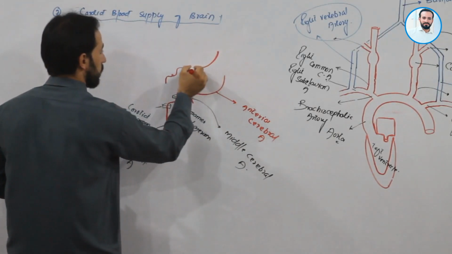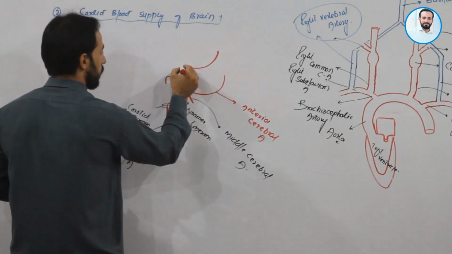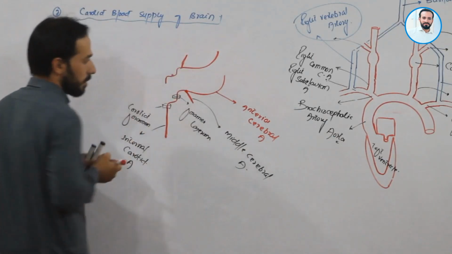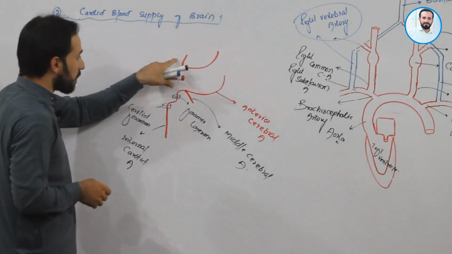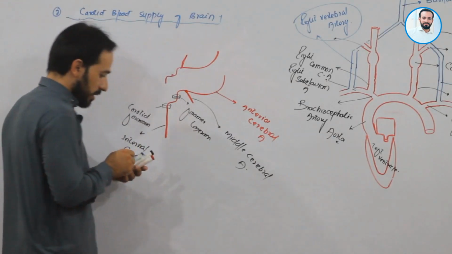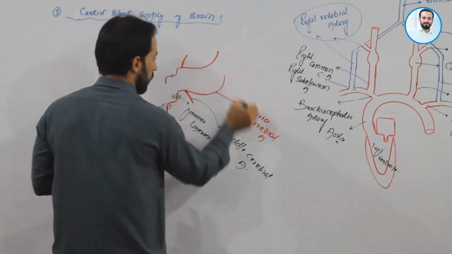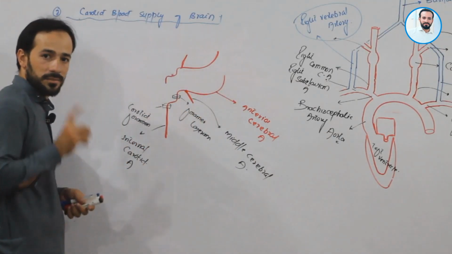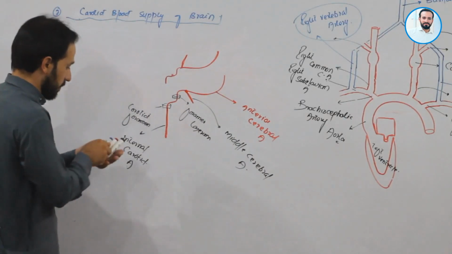Right, friends? On the left side, now this one is the left middle cerebral artery. This one is the right middle cerebral artery. This one is also an anterior cerebral artery. Now look carefully. What happens?